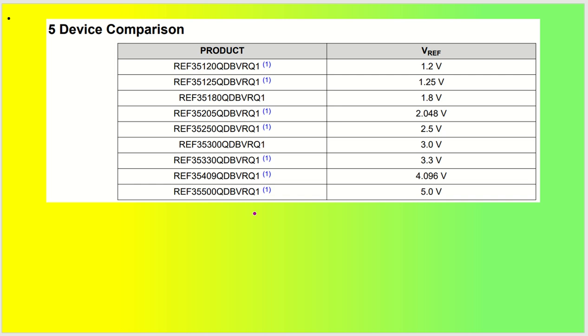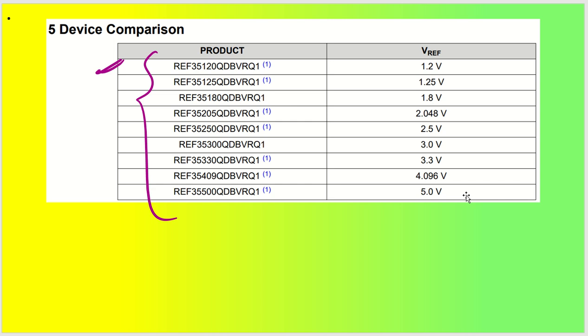Coming back to the part number of this particular IC, as I told you, the last 3 digits give you the voltage reference value. So 1.2 volt means 120, 1.25 volt means 125. Got it? Similarly, if it is 4.096, then it is 409. Okay, so this is how you get the part number of this IC for your respective voltage reference.